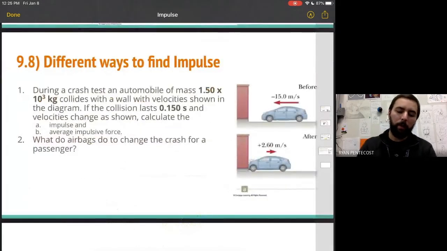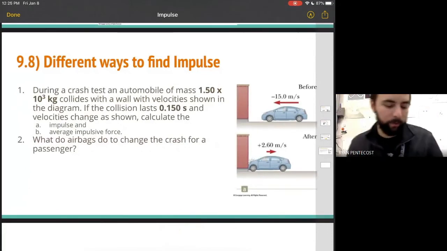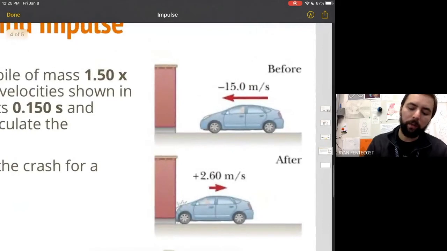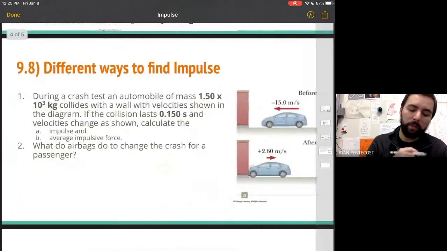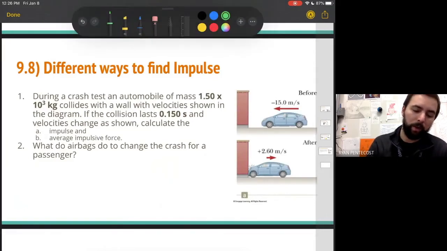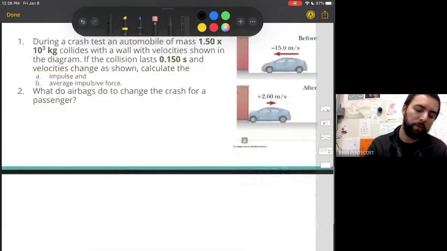Okay, next, a couple of different ways to find impulse. We have a car crash. We're traveling at negative 15 meters per second initially. Then after the collision, we're traveling at a positive 2.6. This is a crash test of an automobile. The automobile has a mass of 1.5 times 10 to the third kilograms, collides with a wall with the velocities as shown, and the collision lasts for 0.15 seconds. We want to calculate the impulse and the average impulsive force.